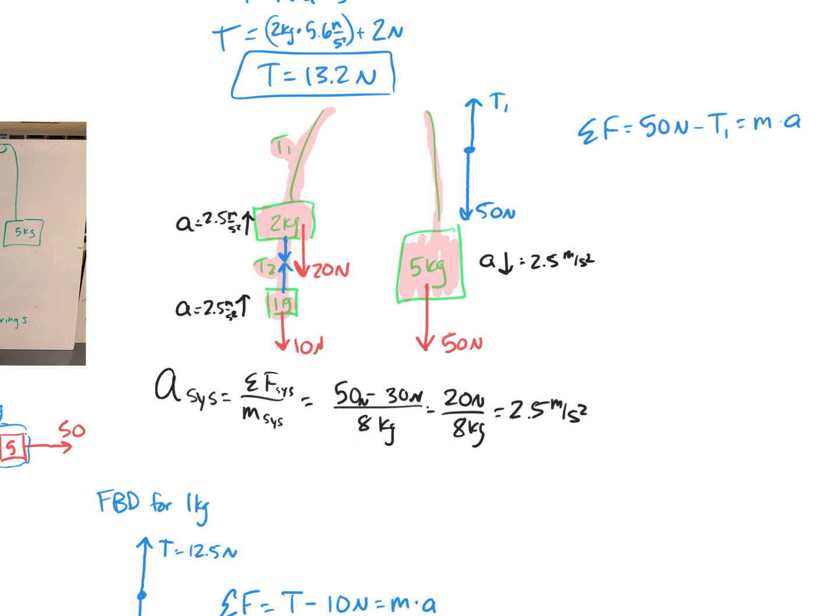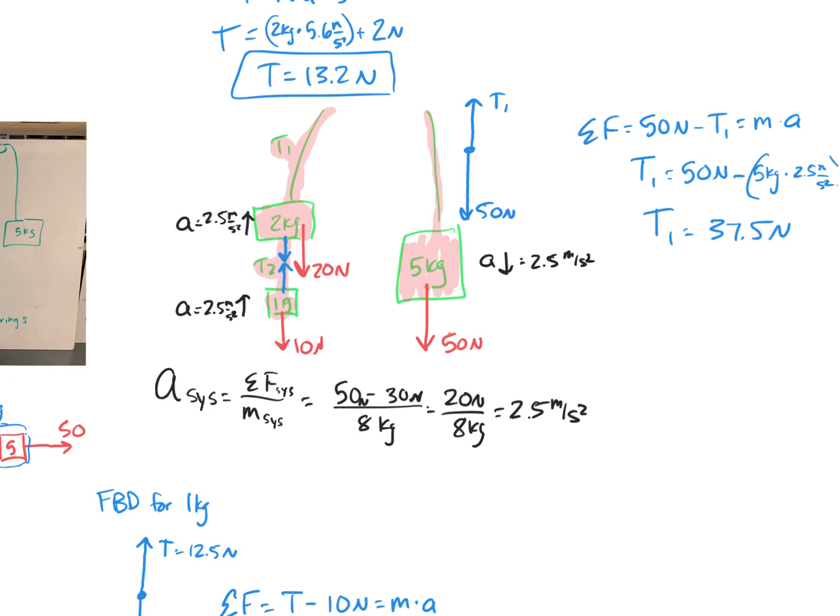And again, solving for T1, T1 should equal 50 newtons minus the mass of 5 kilograms times the acceleration of 2.5 meters per second squared. So I just added T1 to the other side, I subtracted ma to the other side, and let's go ahead and solve that out. 5 times 2.5 is 12.5, so 50 minus 12.5 gives you that tension 1 is 37.5 newtons. All right, I like to double check if everything was working out.